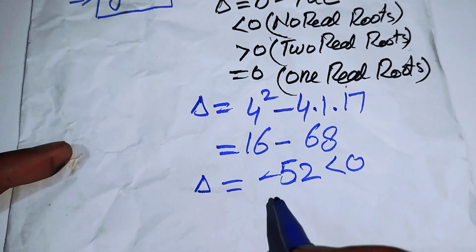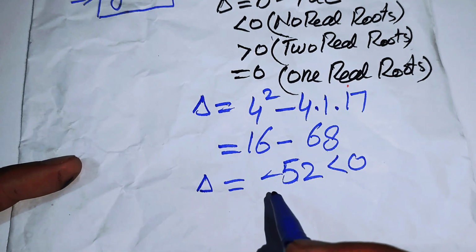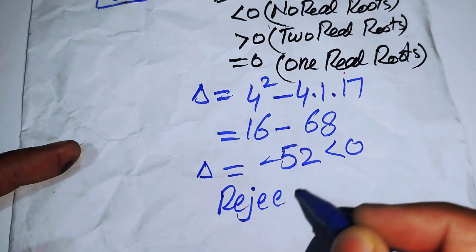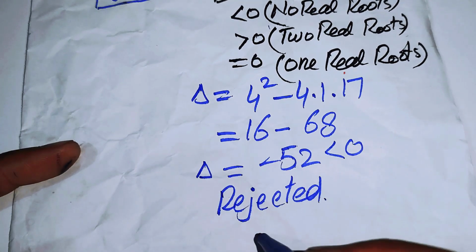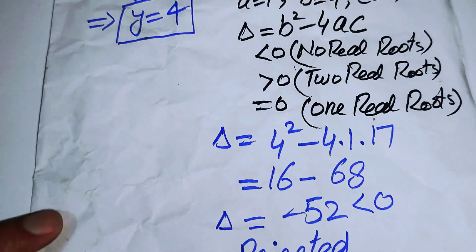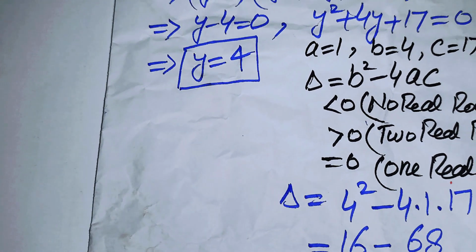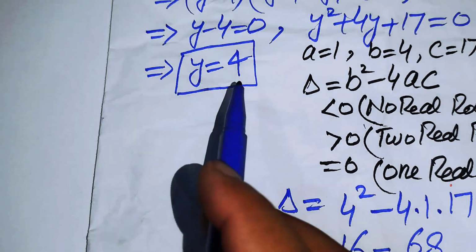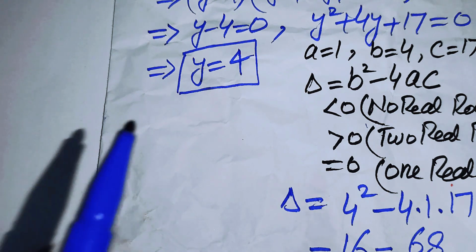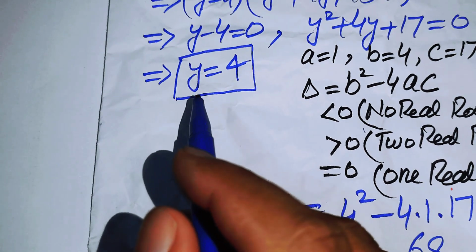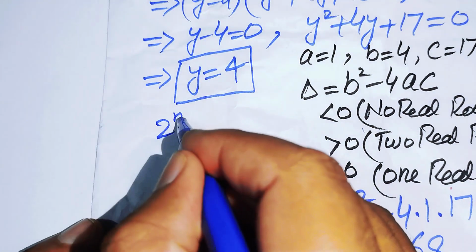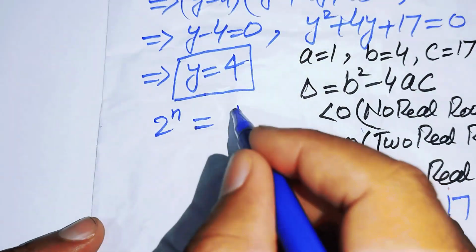And if it has no real roots, then we will reject this case, because here we need only real roots, or we can just solve this problem for real roots. So now here we have only one case, or only one real root, which is y is equal to 4. So now we back substitute the value of y. In the start of the question we have the value of y is 2 to the power of n, so it is equal to 4.